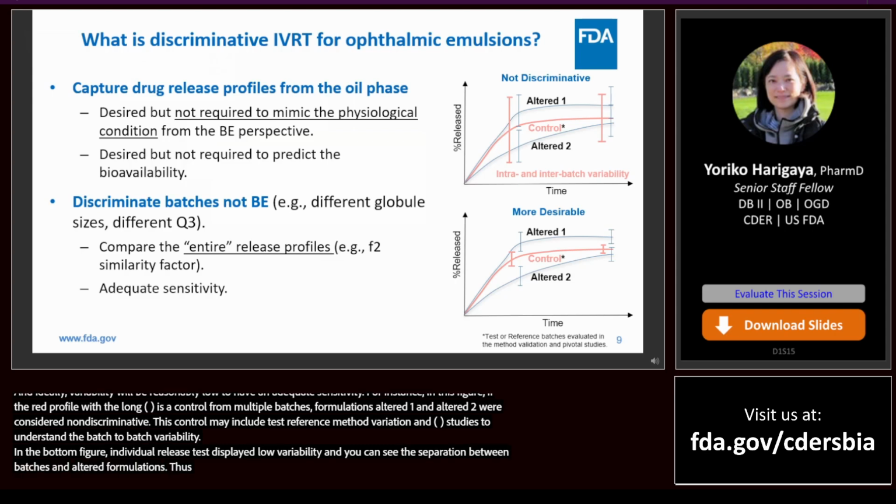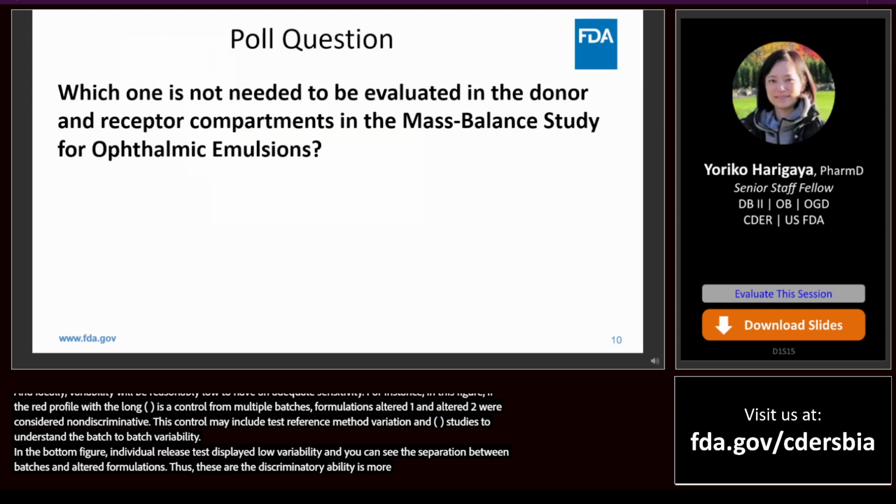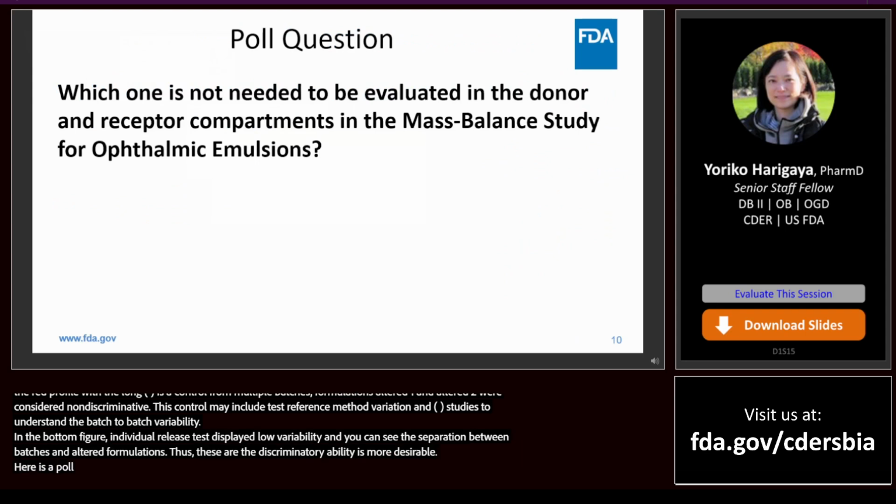Thus, this IVLT discriminatory ability is more desirable. Here is a poll question. Which one is not needed to be evaluated in the donor and receptor compartment in the mass balance study for ophthalmic emulsions?